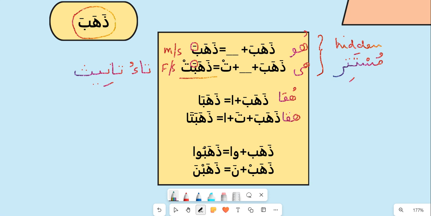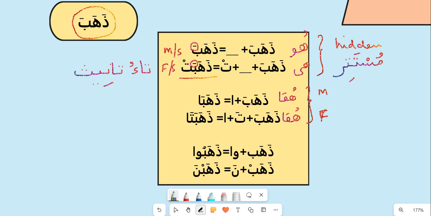Huma. Why do we have two humas in the ghaib? One for male, the other one for female. Because when we come to the ghaib, we don't see the person in front of us. So we need to use a different damir just to let you know that I'm talking about a female dual or a male dual. So that's why we have different types here and two different homas.